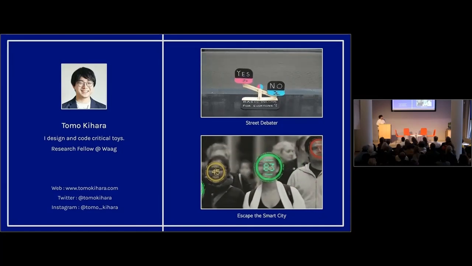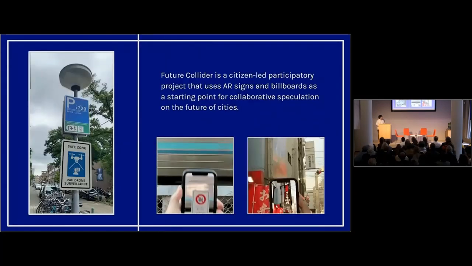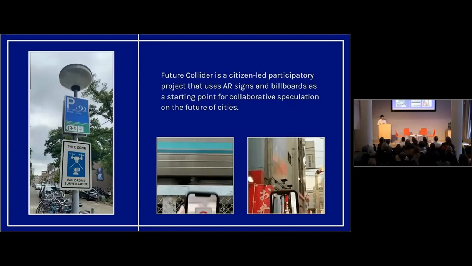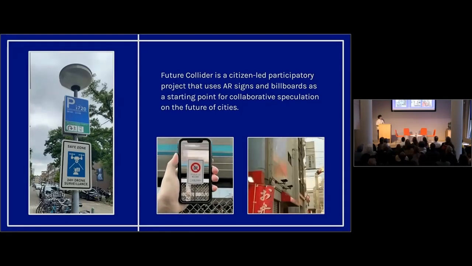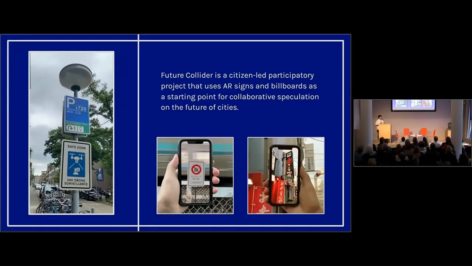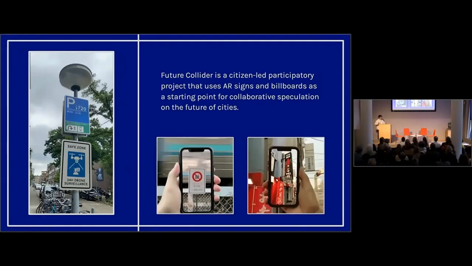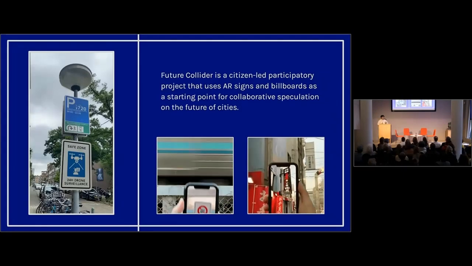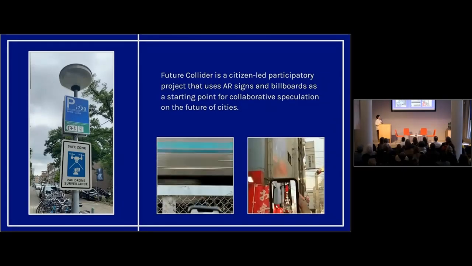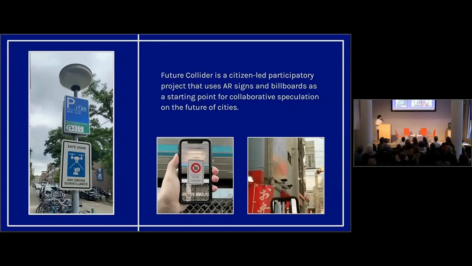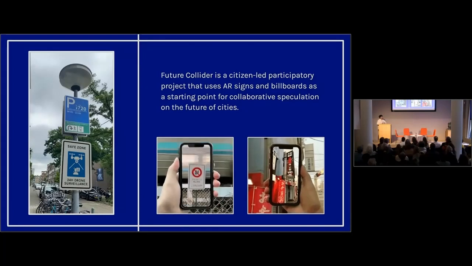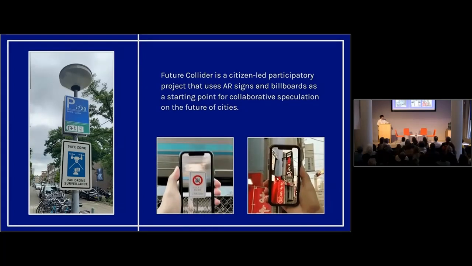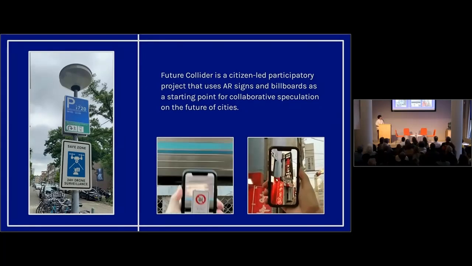And the Future Collider project is a form of play, but it's much more on the theme of how can we build better futures together as citizens and a collective. It's a citizen-led participatory project that allows people to come up with their own version of what they want the city to be, make signs of it, and then place them in the actual space.